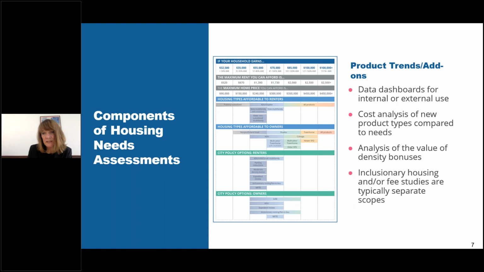Some of those studies, like a linkage fee, would have a legal requirement that needs to be considered when you're scoping that study. For inclusionary housing, like the density bonus, it's more of an economic model that we build. But the HNA should be done first, prior to both of those, so that you understand what your needs are going in to those analyses.